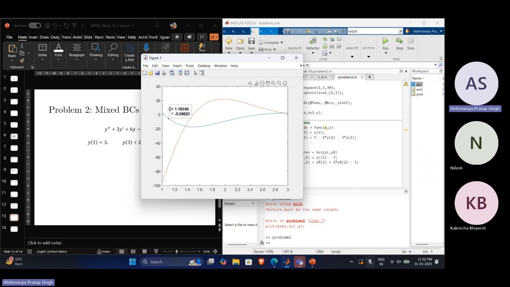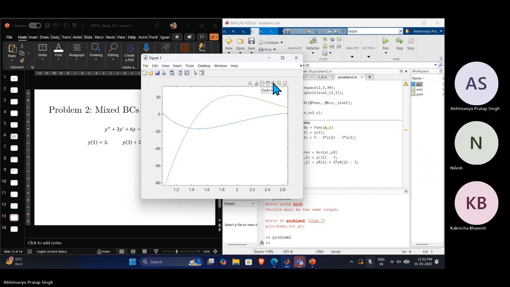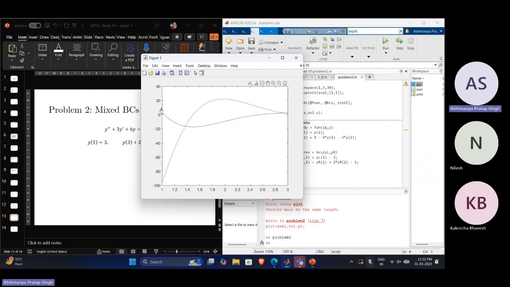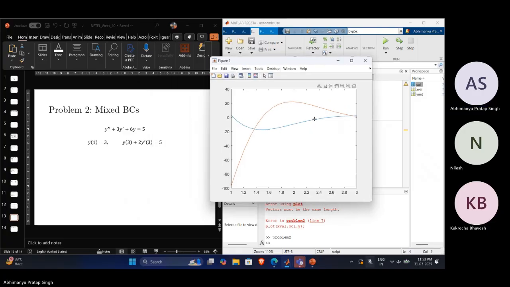Okay. So now the first term is... So the blue line starts from 3. The red one is from minus 100. So the blue one is the y values, and the red one is the displacement, the derivative dy by dx values. So we can see it starts from 3 and goes till something like 2.3.